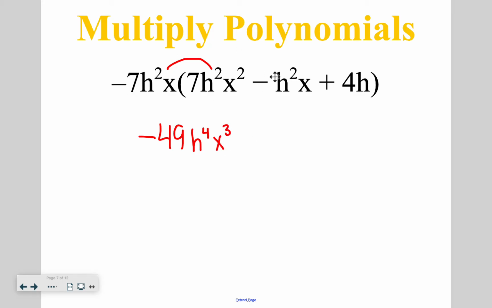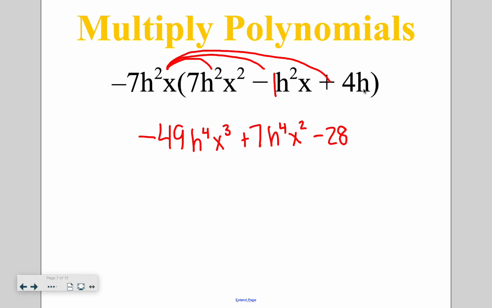Then when I distribute, I've got that -1 as my coefficient of the second one, giving me a +7. H to the second and h to the second once again adds to h to the fourth. X to the first and x to the first, multiplication, adding those exponents gives us x to the second. And then distributing to the last piece, -7 times 4 is -28.